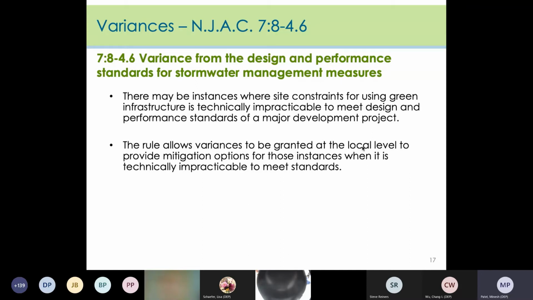Where a municipality does intend to use the authority to grant variances, it can create a mitigation plan that allows the evaluation of mitigation projects suggested by applicants, thus allowing for the consideration of projects submitted by applicants as is permitted at 7:8-4.6a. To eliminate any potential misconception that a variance is an exemption from attaining stormwater management standards, the word exemption was removed from section 4.6 as part of the rule amendment.